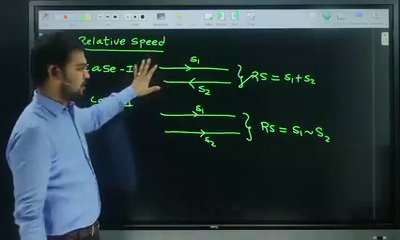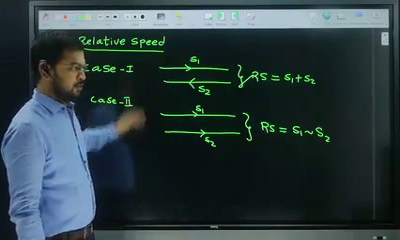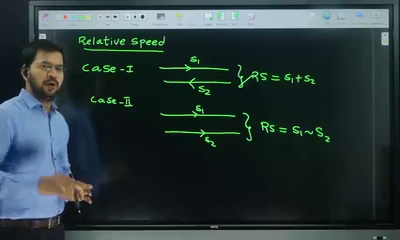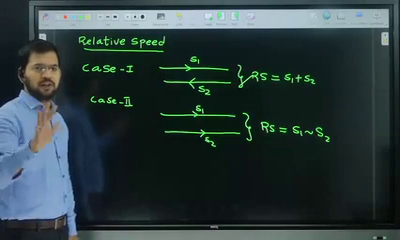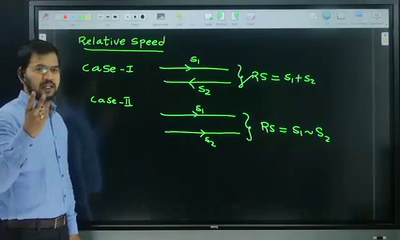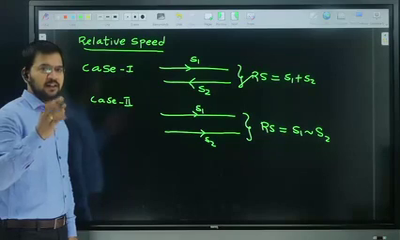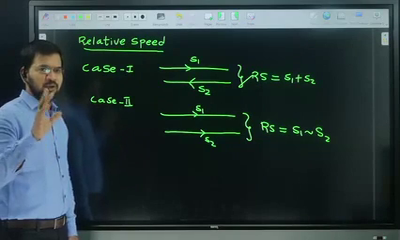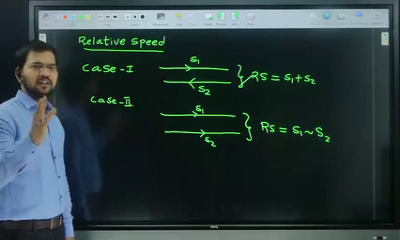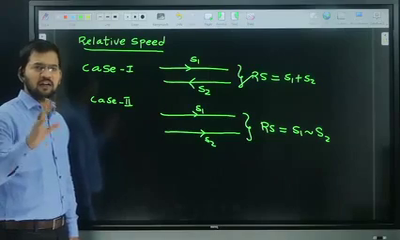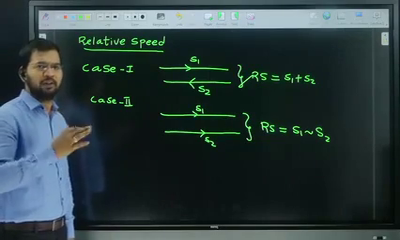This is case 1 and this is case 2. Simply remember, if only one object is there, you take that speed. Whenever two objects are in motion simultaneously, the relative speed of them is the sum of their speeds in the first case, or the difference of their speeds, depending upon their direction.